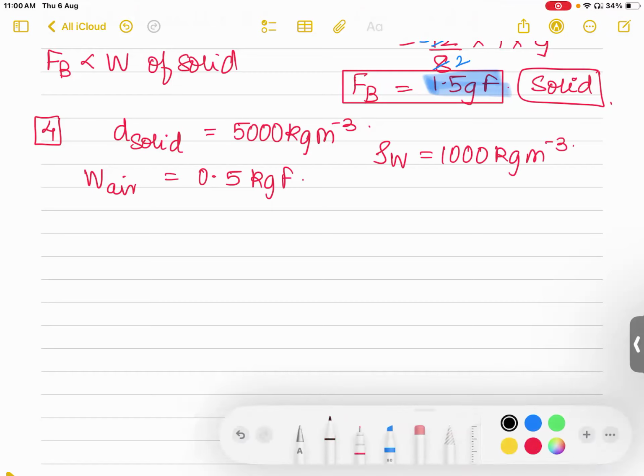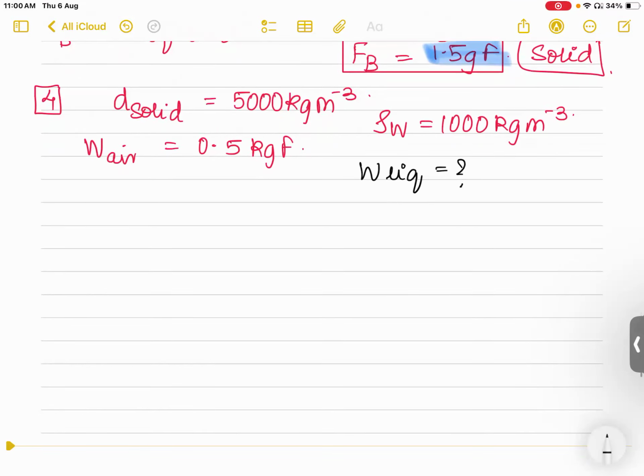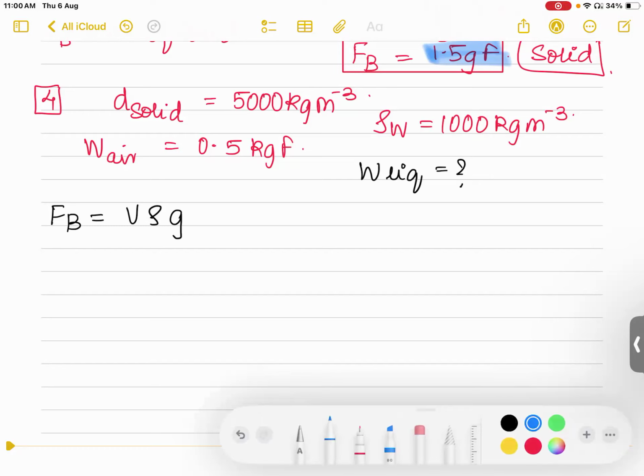Apparent weight means the fake weight, that is, the weight in liquid is supposed to be found out. I will use my formula to calculate this. So first of all, to calculate weight in liquid, I need to calculate FB. So we know that FB is equal to V rho G. Here, I need to know the volume of the solid. The problem is they have not given us the volume. But students, the good part is they have given me the density of solid.